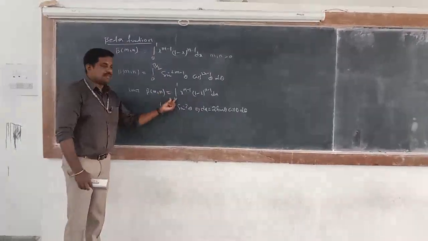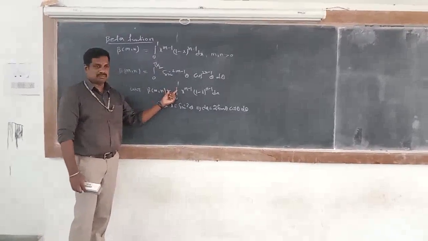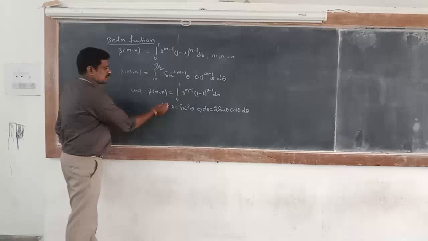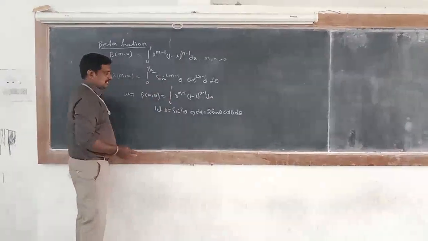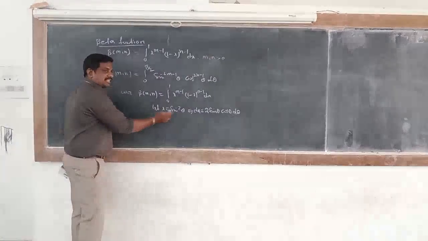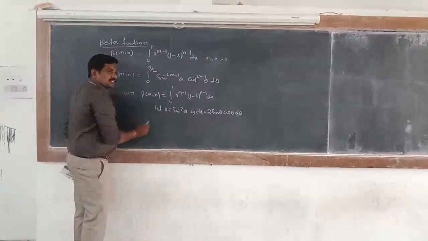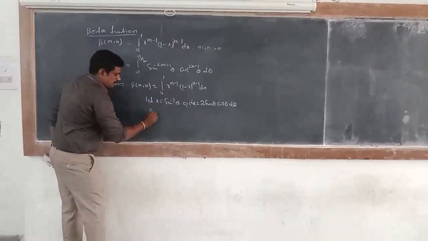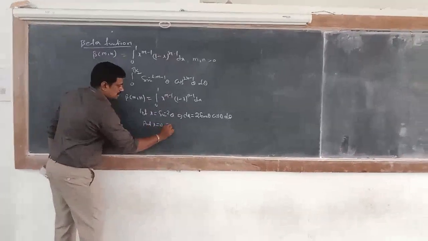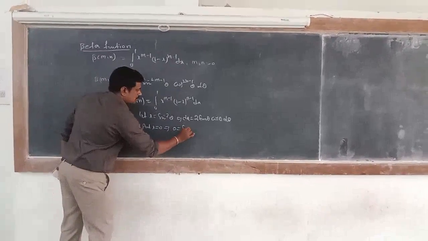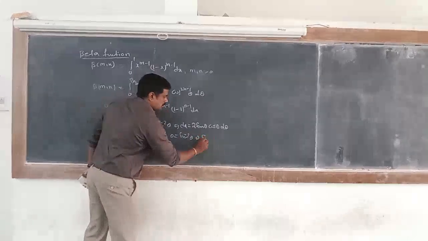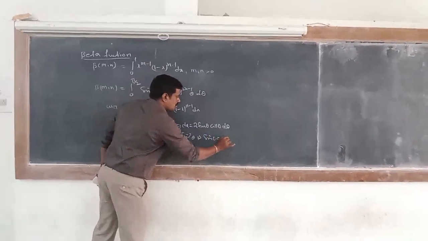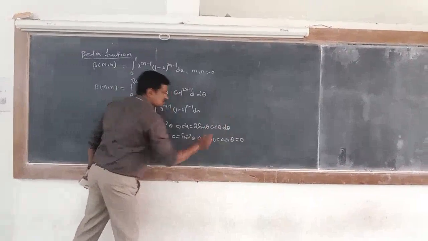What about limits? We have to change the limits also. We know the x limits, and based on these we have to find the theta limits. The relation is x equal to sin square theta. Put x equal to 0. Then 0 is equal to sin square theta, so sin theta is equal to 0. That means theta is equal to 0.